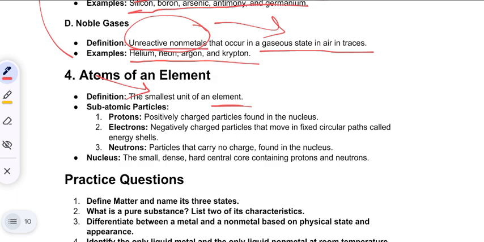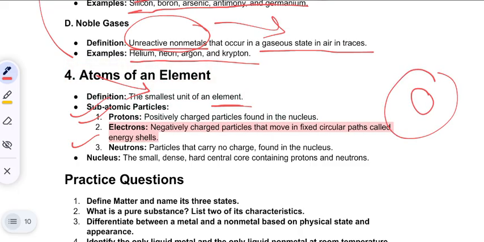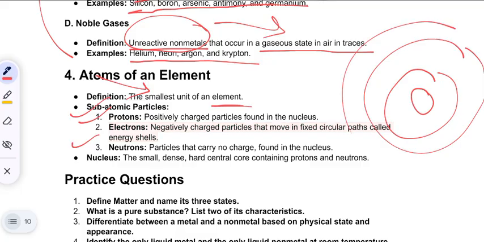Subatomic particles. What are the particles of an atom? An atom has subatomic particles: proton, electron, and neutron. Let me explain this with the help of a diagram. It will not be perfectly accurate, but it will be appropriate enough for you to understand. Proton, electron, and neutron. See, electron is present here.